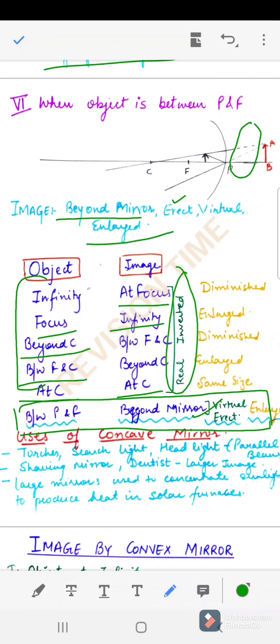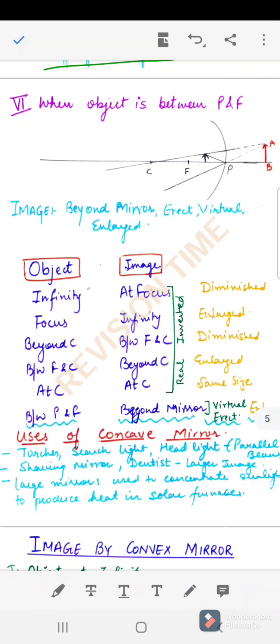Also you must have noticed the size is diminished, enlarged, diminished, enlarged. For the four cases, it is alternate. And when the object and image are at the same place, then the size is also the same.